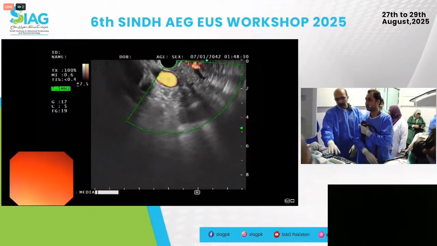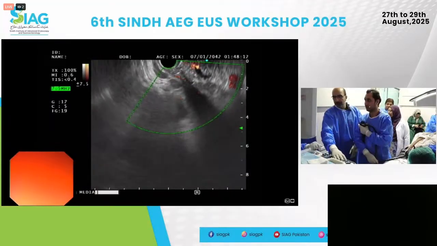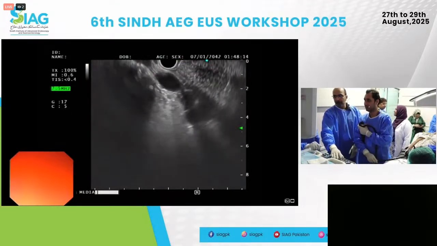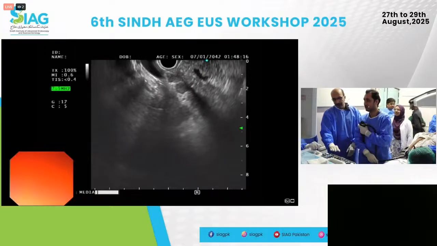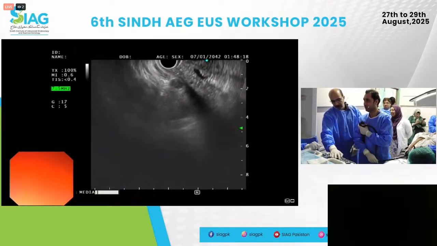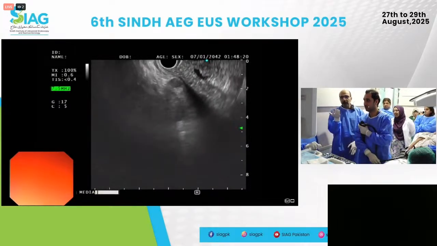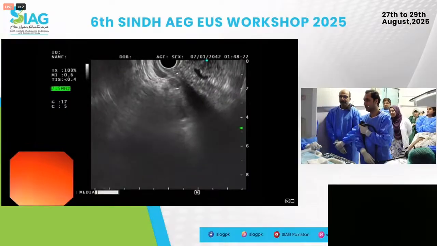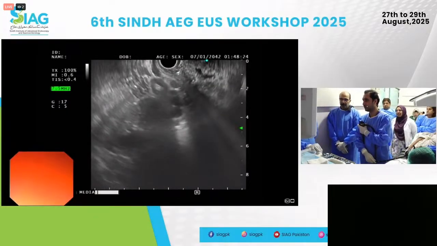What you do is go ahead. What's that? Looks like PD. Okay, so if you have PD, what do you need to do to look for bile duct? So I'll pull back. Okay. Clockwise.